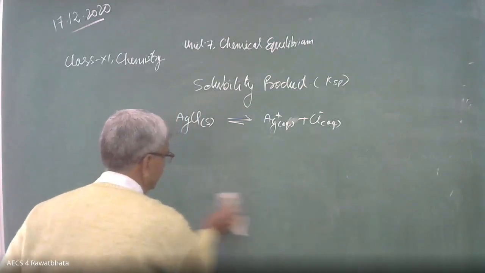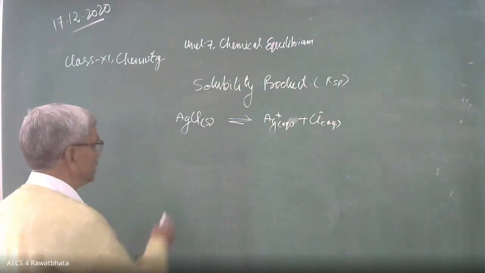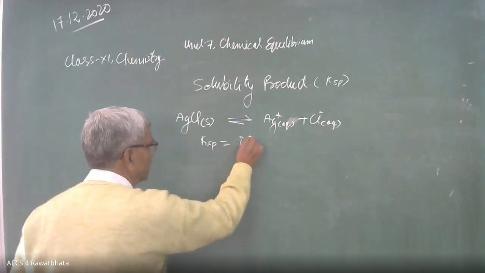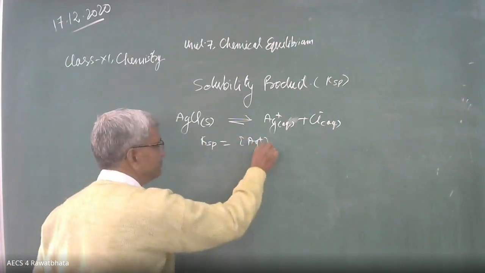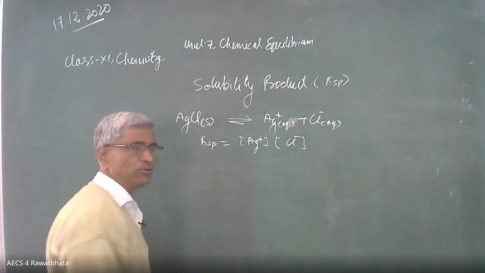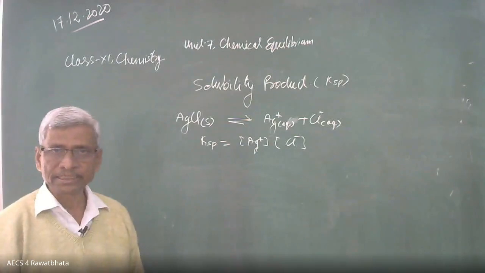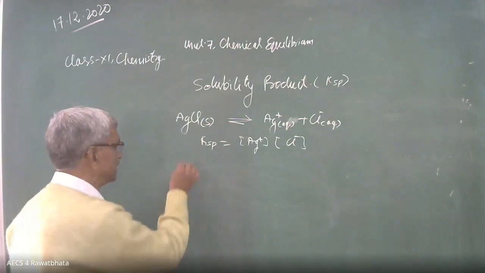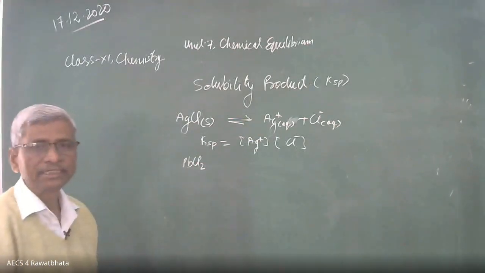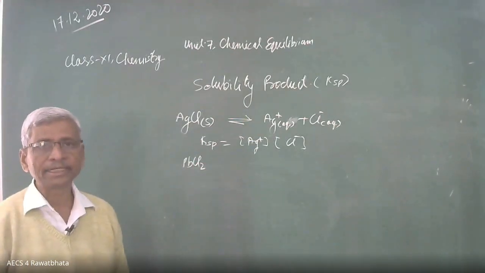Let me write here again. This can be written directly. Derivation is not needed. Ksp is equal to the product of silver ion and chloride ion concentrations in a saturated solution of AgCl. In the same way, PbCl2, another compound, is also sparingly soluble. Lead second chloride.